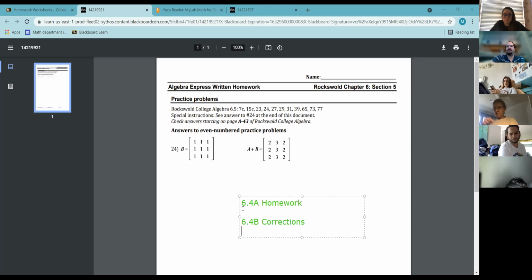And then, so do we submit this as today's lecture notes? Do we submit the practice problems and what we just did today to show that we actually did them? Wait a minute. I'm confused. Why does it say 6.4B corrections are due tonight? That's not right. Other way around. I was like, 6.4 corrections are due tonight. 6.4B homework and 6.4A corrections. Okay. Corrections. Yes. I had them flipped. Sorry.